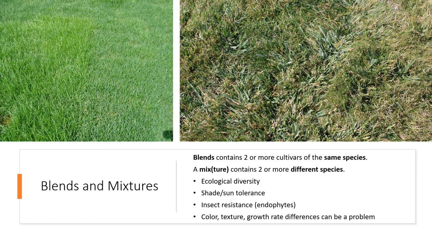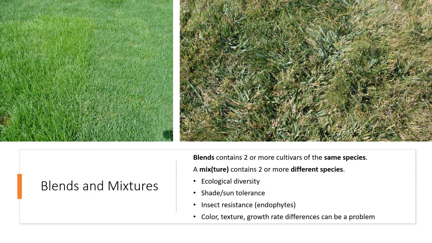On the other hand, a blend is two or more cultivars of the same species. So this would be having two varieties of bluegrass or two varieties of tall fescue in a bag. So it's the same species, but just different varieties. So there are reasons for doing both of those.